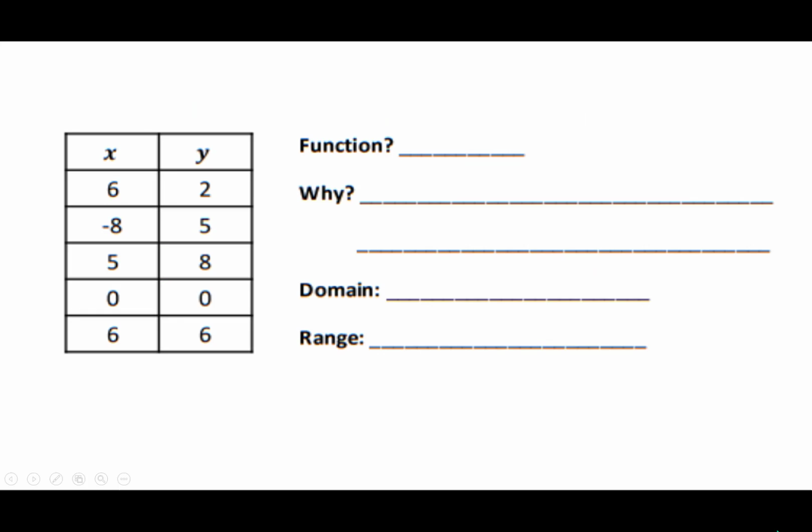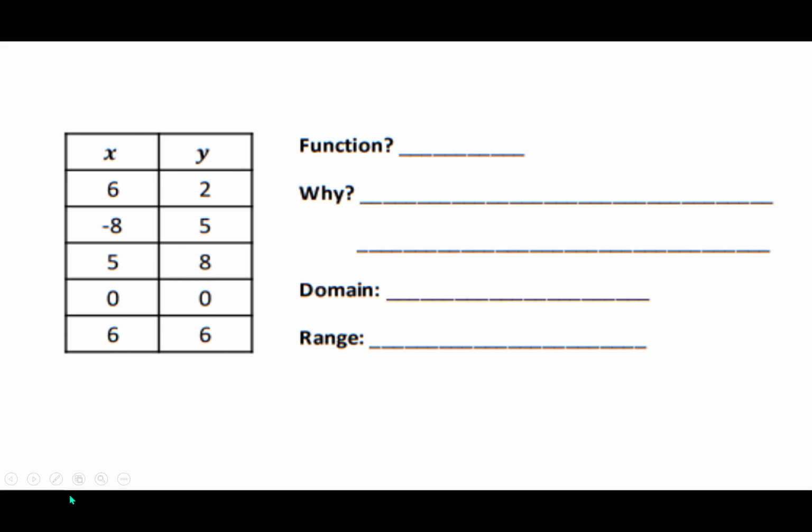Okay, so now looking at this. So remember, in a table, the left or the top column is my x values. Typically they're labeled x, but occasionally they'll be labeled with something else. So this will be my x column, which is my domain column. So the left column is my domain, the right is my range.